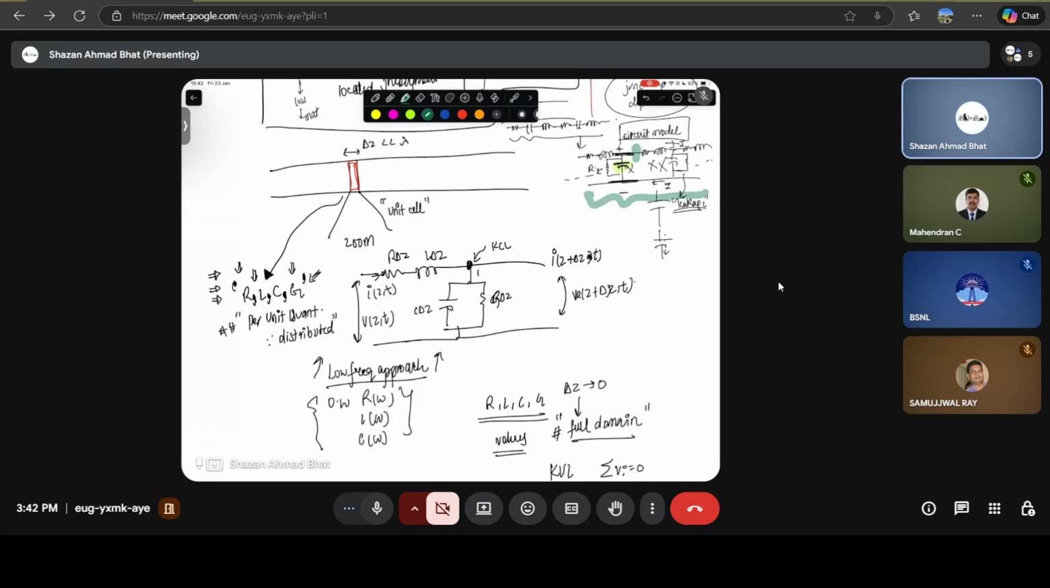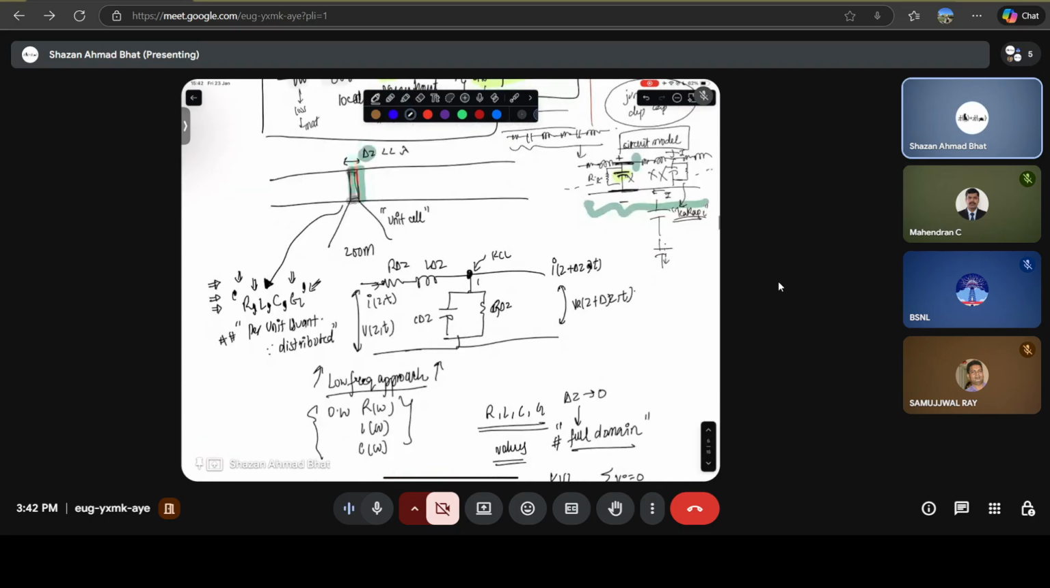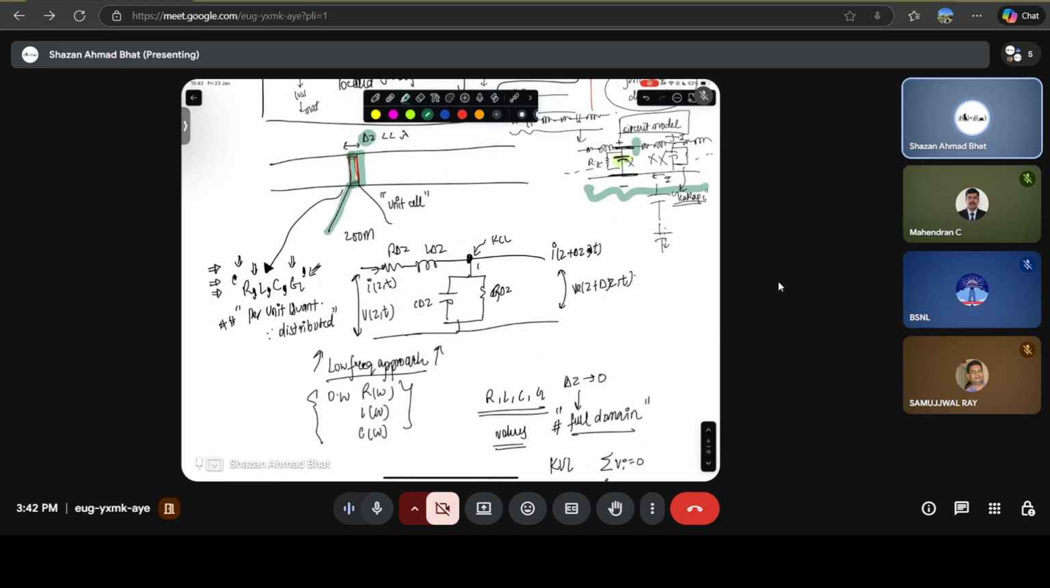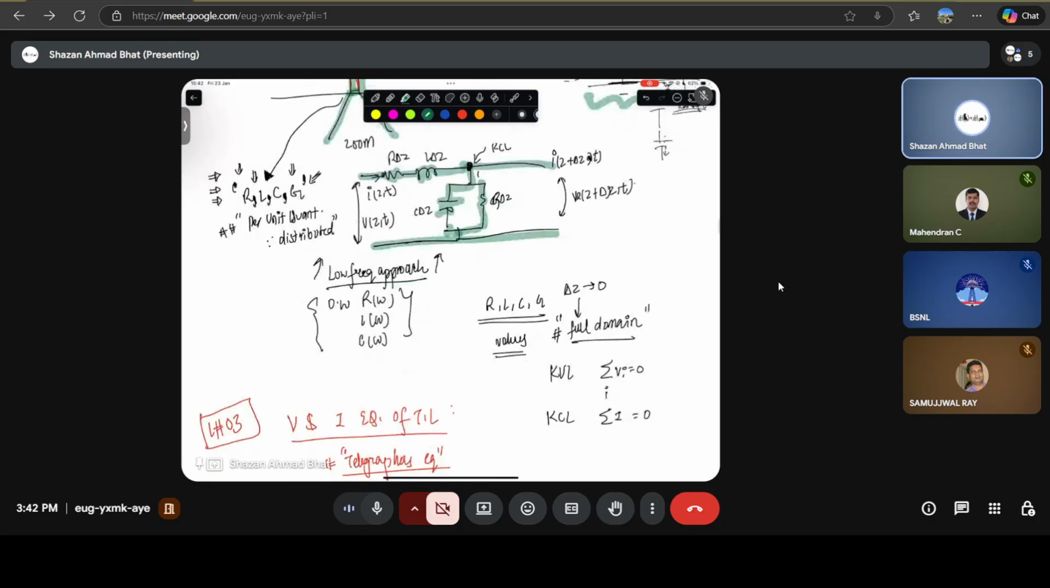Now, when you have a distributed system like this, what you are going to do is model it. And how are you going to model it? You're going to model it by considering a small section of it, of the order of delta z. When you consider the small section and zoom in, you have a resistance, you have inductance, you have a capacitance, and you have a resistance again. So this is basically how the transmission line looks.